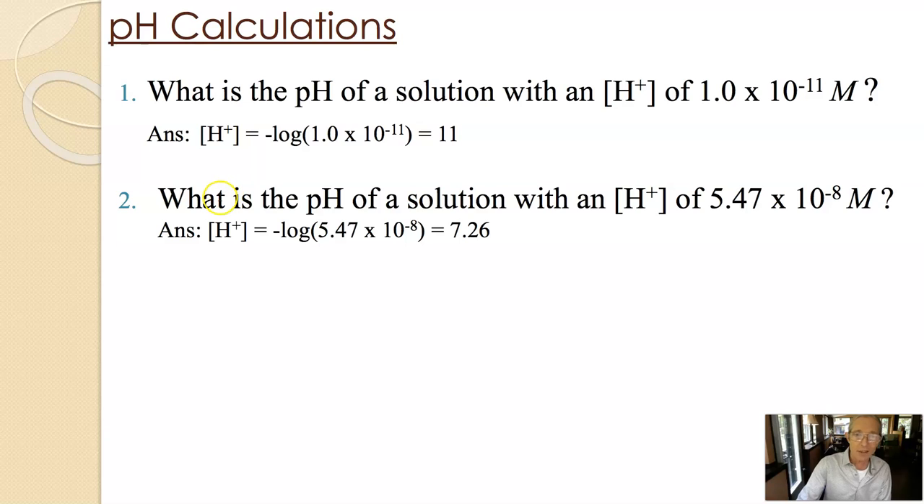We look at the second one. What's the pH of a solution where the hydrogen ion concentration is 5.47 times 10 to the minus 8 moles per liter? Well, same thing. It's going to be the negative logarithm of the concentration, and you wind up with 7.6. So it's just slightly basic, right? It's just a little bit over 7.